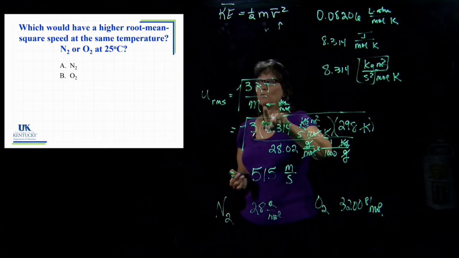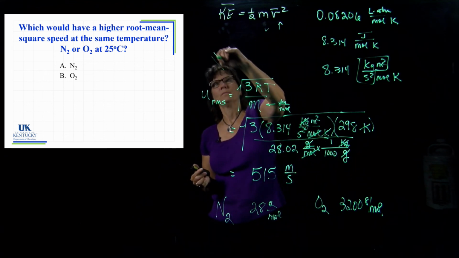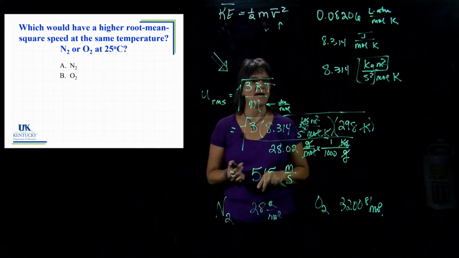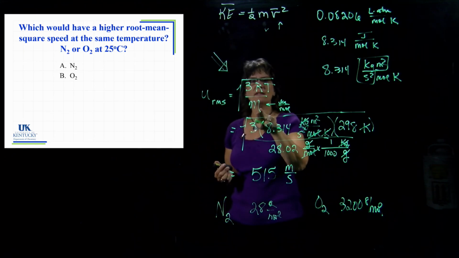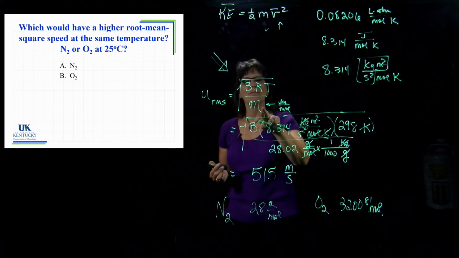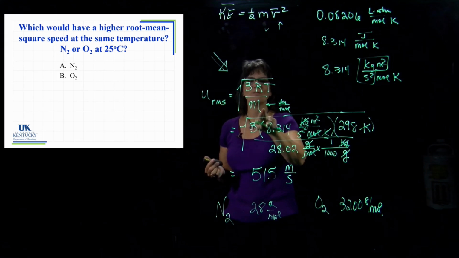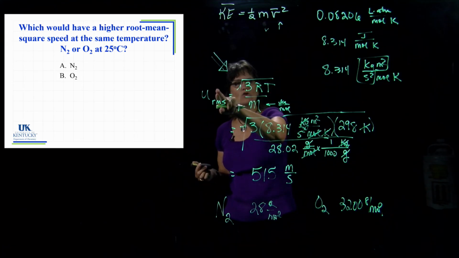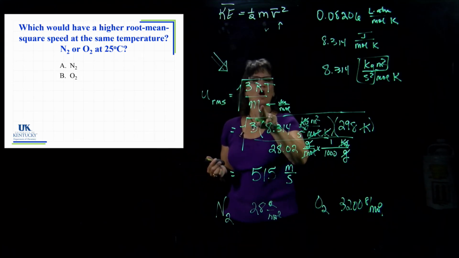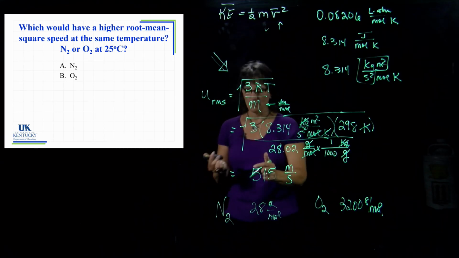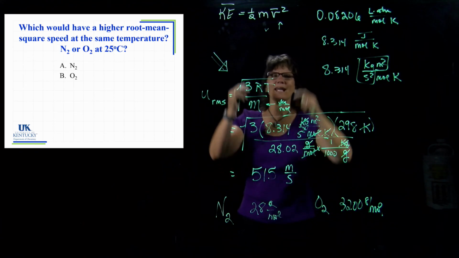Another way you could think about it would be with this equation here, okay? As we think about it on this equation, where does molar mass come into play? It comes in play in the denominator. As you divide by a smaller number, you're going to get a bigger number here. So a smaller molar mass would lead to a greater speed, or a larger molar mass would result in a smaller speed.